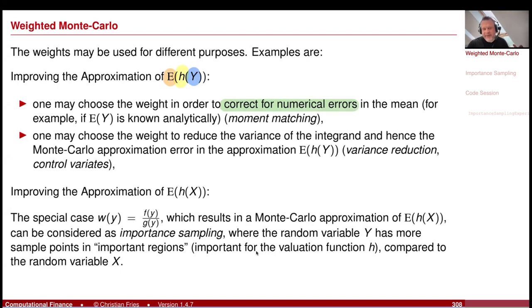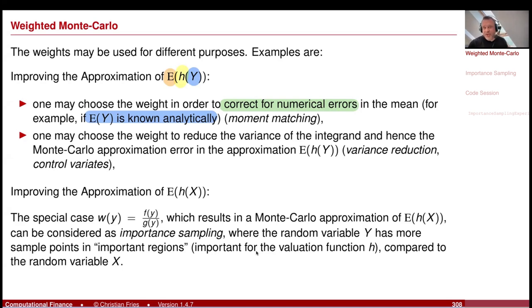So you could use the weight to, for example, correct for numerical errors in your Monte Carlo approximation. Moment matching is one method. For example, you know the expectation of Y analytically. So then you could use the weight to correct for this. And maybe this will also then improve the expectation of H of Y. So recall here, expectation of Y is known analytically. Then you could use these weights to just adjust a little bit the distribution to center it correctly, so that the bias in your sample points is removed. So that method is sometimes then associated with moment matching.